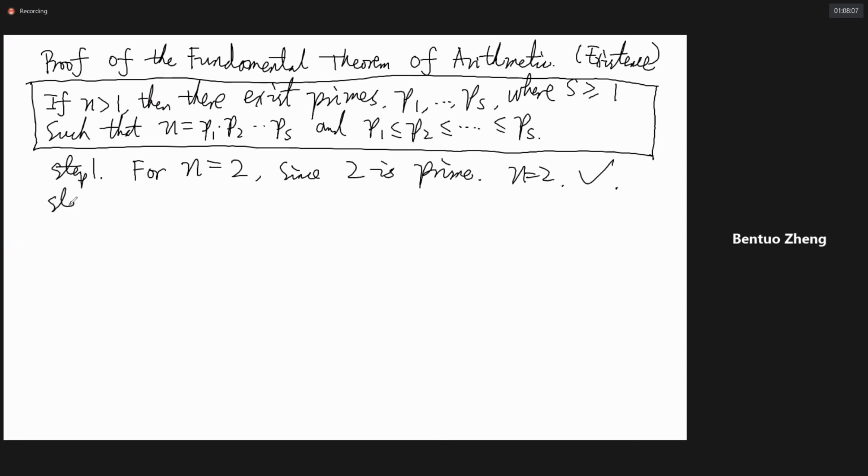So step 2, assume for n greater than or equal to 2 and less than or equal to k, the statement is true.